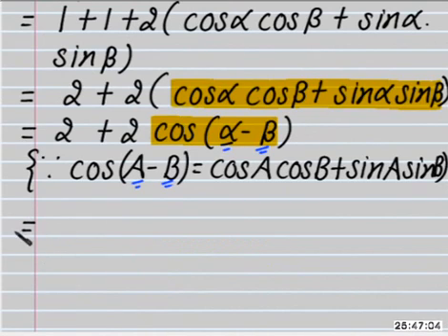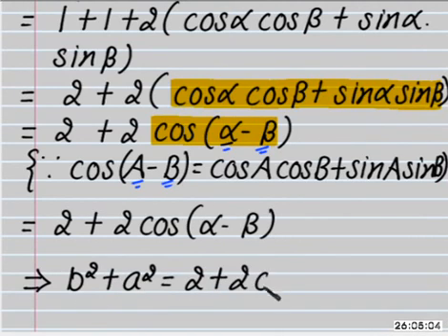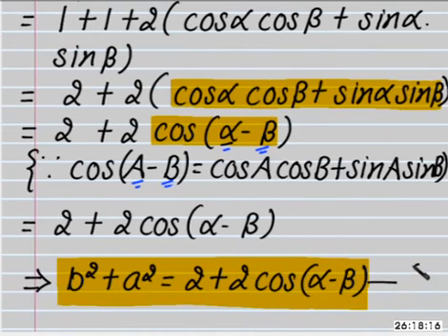So it is equal to 2 plus 2 into cos of alpha minus beta. This implies B square plus A square is equal to 2 plus 2 into cos of alpha minus beta. Let it be equation number 1.